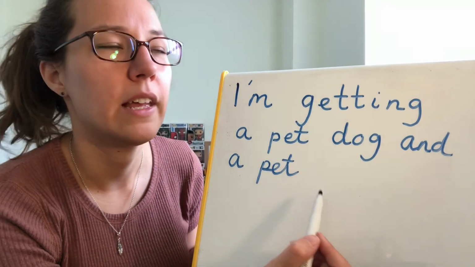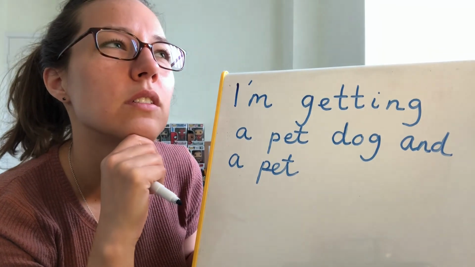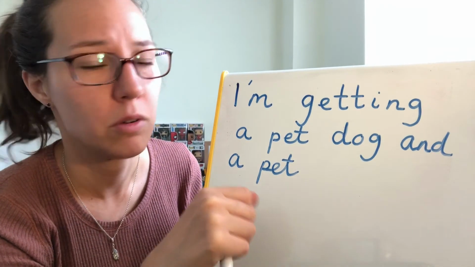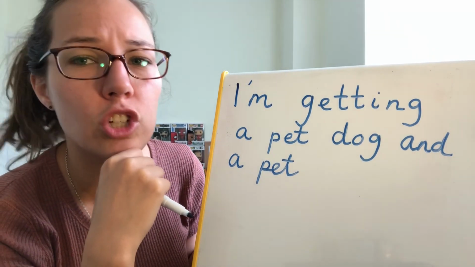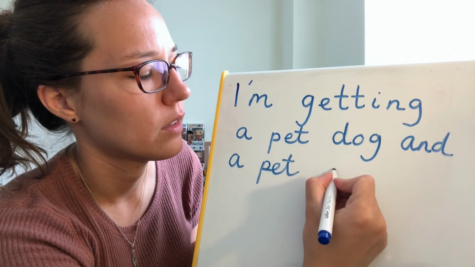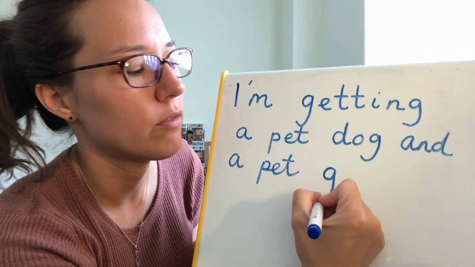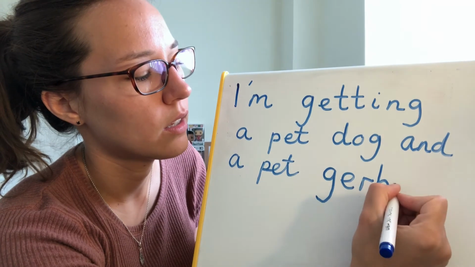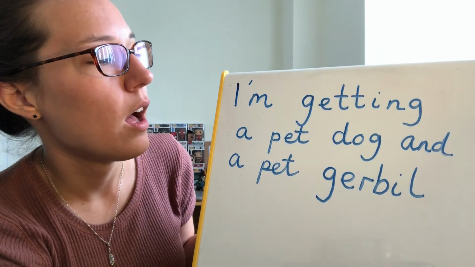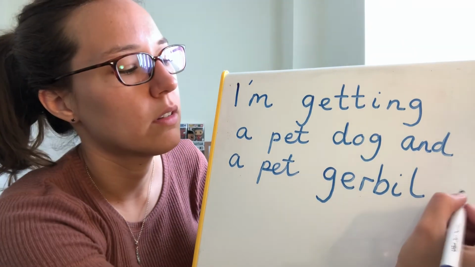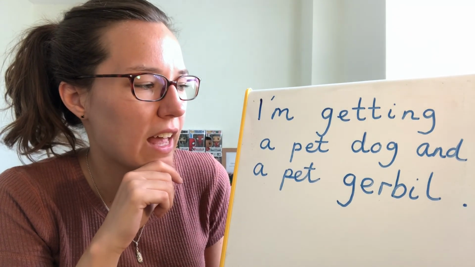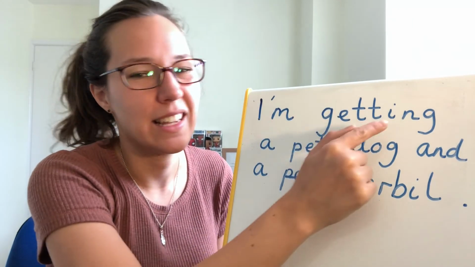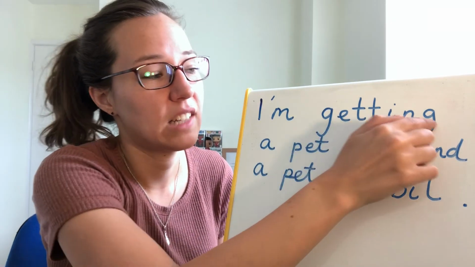What word could I put here that's got that soft J sound? Giraffe? I'm not getting a pet giraffe. I wish I was. That would be cool. How about gerbil? That's on our list. So I can hear the J sound, but it's not written with the letter J. It's that soft G. I'm getting a pet dog and a pet gerbil. So there's my attempt. I've managed to get dog and gerbil from our list into my sentence, and also getting with that hard G at the start and the end too.